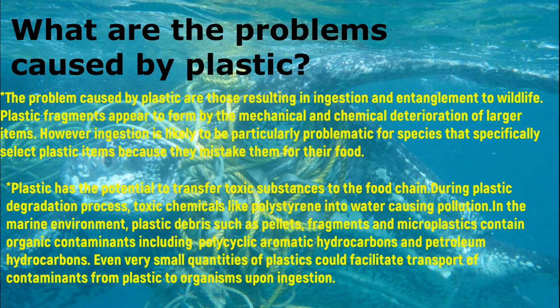Plastic has the potential to transfer toxic substances to the food chain during the plastic degradation process. Toxic chemicals like polystyrene leach into water, causing pollution. In the marine environment, plastic debris such as pellets, fragments, and microplastic contain organic contaminants including polycyclic aromatic hydrocarbons and petroleum hydrocarbons.